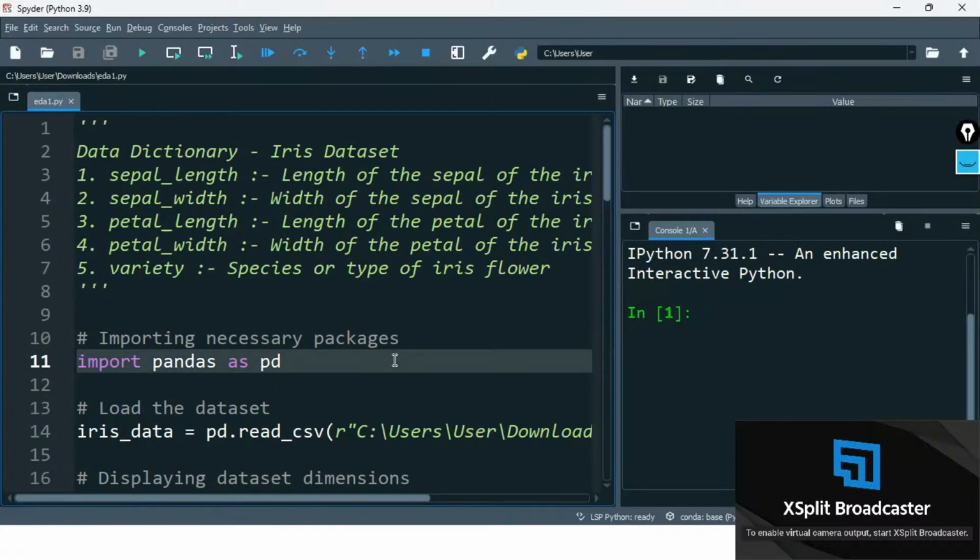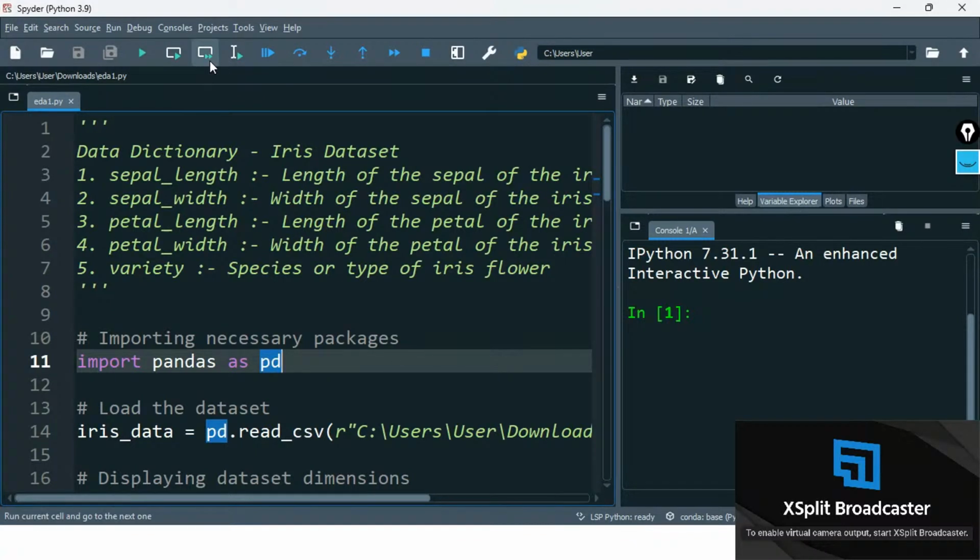Right. Let us work on the same data set. It is the iris data set, but let us work on the second moment directly, because yesterday we understood the first moment. So let us make it fast.